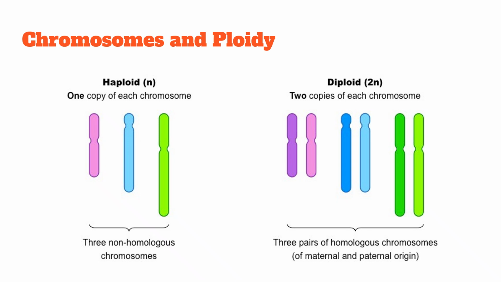Let's define ploidy. Ploidy refers to the number of complete sets of chromosomes in a cell. Diploid cells, written as 2N, contain 2 sets of chromosomes, one from each parent. Haploid cells, written as N, contain just one set. Meiosis reduces the chromosome number from diploid to haploid, ensuring that when gametes combine at fertilization, the resulting zygote has the correct diploid number again.